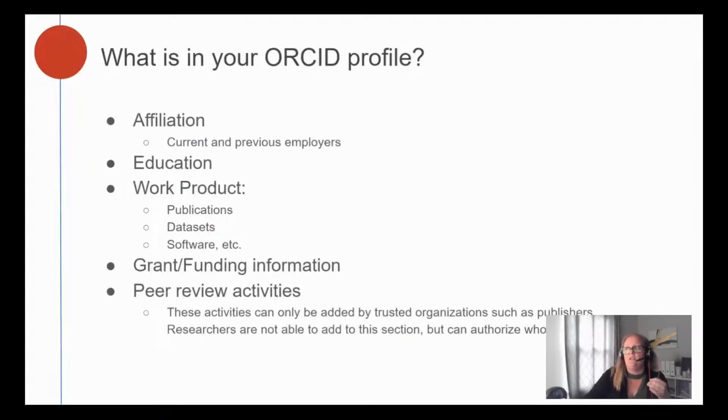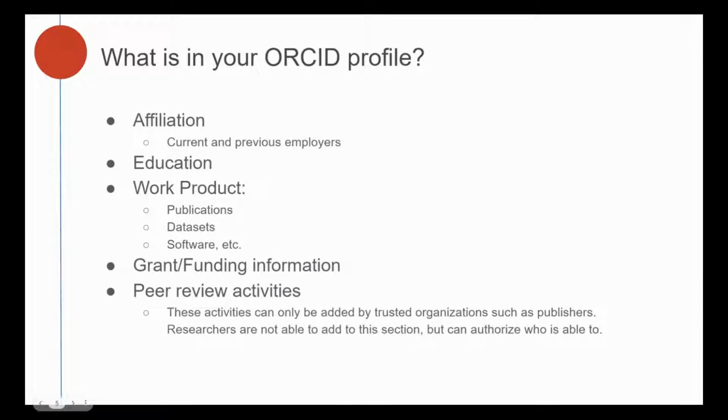So what information is in your ORCID profile? First and foremost, there's your name, obviously, and then there's your affiliation. Within affiliation, you can have your current affiliation, your previous affiliations, and employers would all be listed there. Education, so wherever you went to school, wherever you got your degrees. Work products.